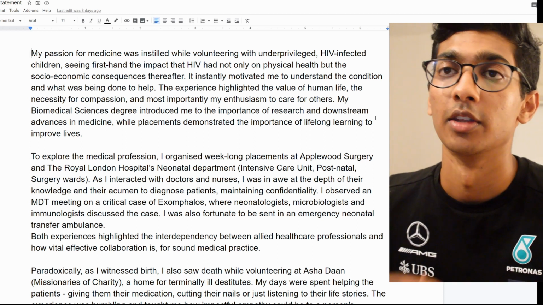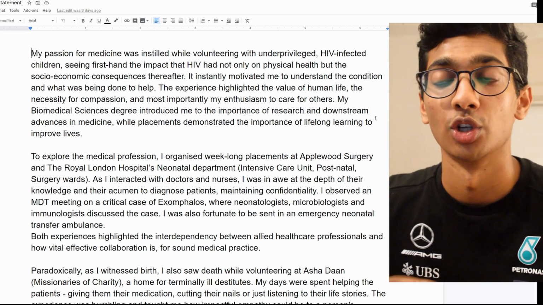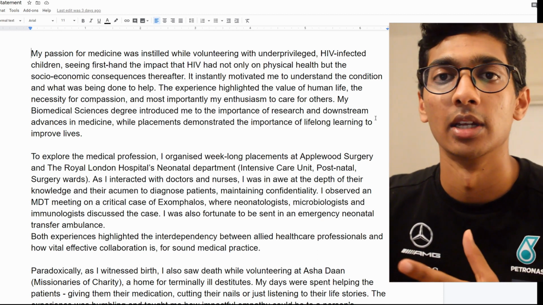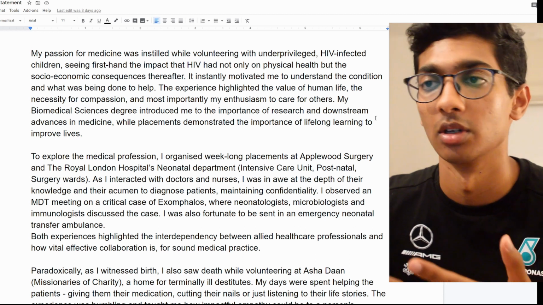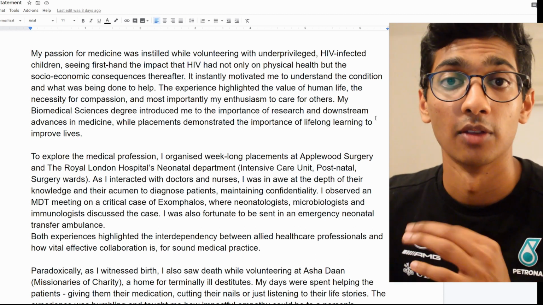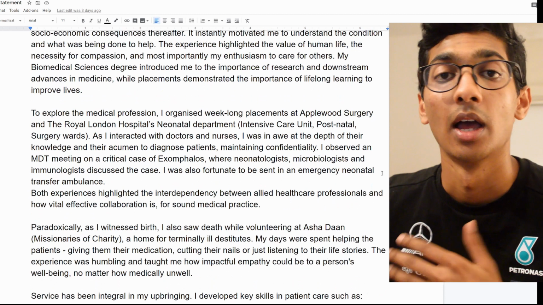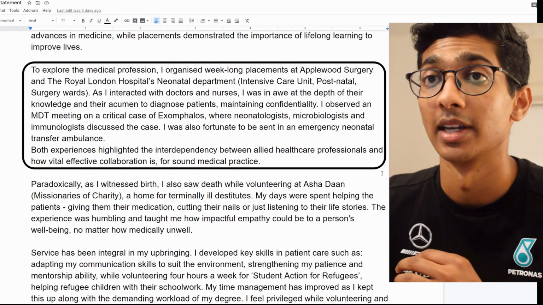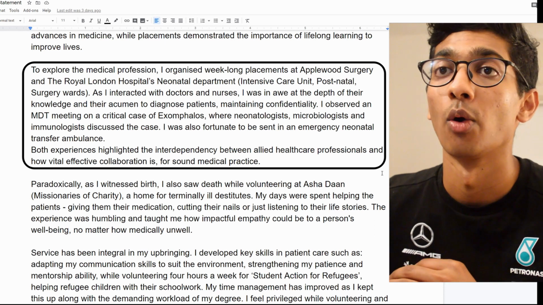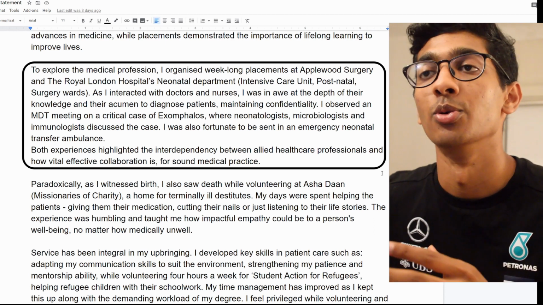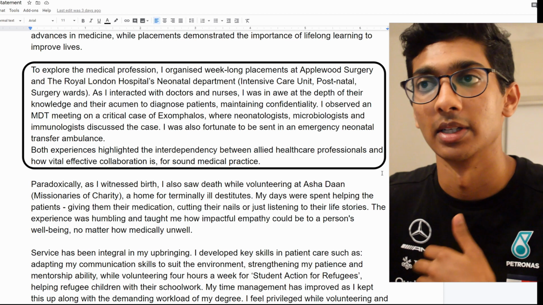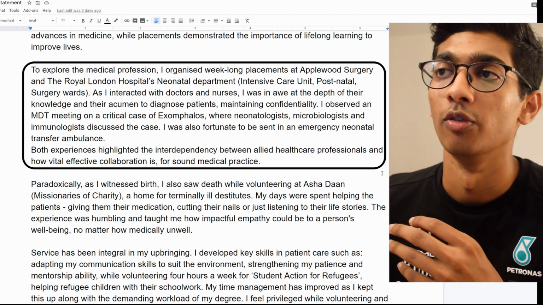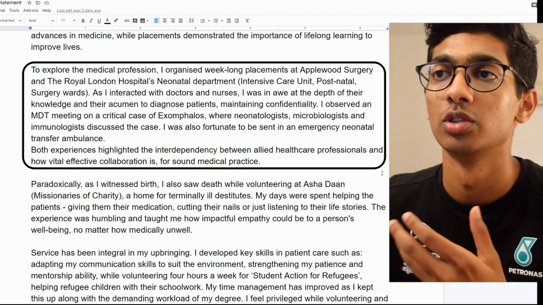And for me, this paragraph is extremely important to show how you have taken action to show that you are interested in said profession, or medicine. So the key point should be in the first sentence. For me, I'd organized placements at a hospital and a GP, and so that is the first sentence I put, talking about how I took the initiative to set up these experiences for myself.